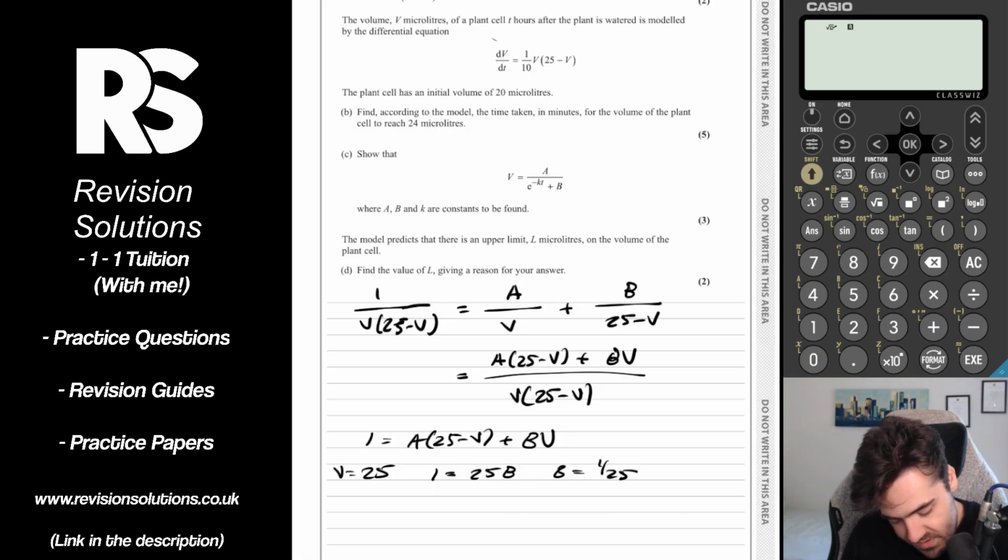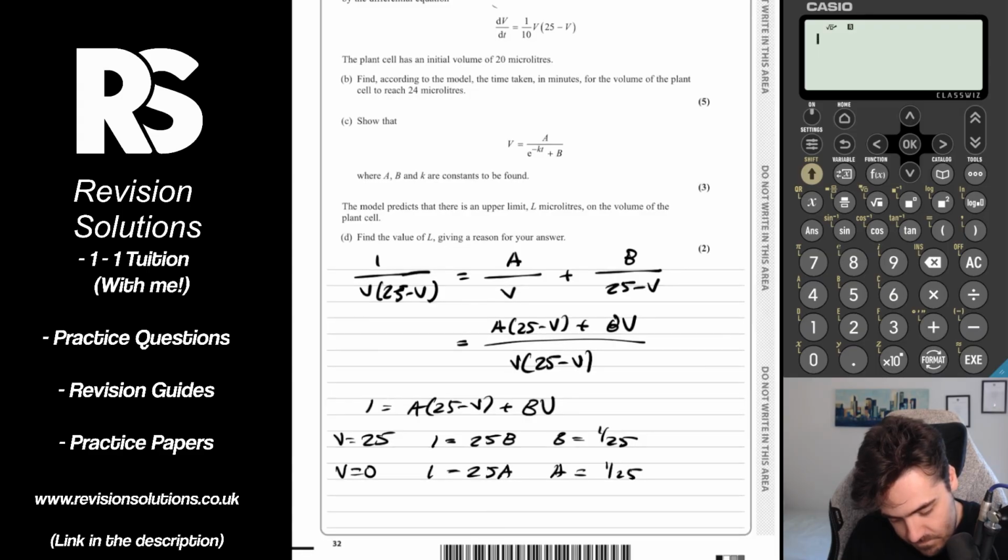Then we'll pick v = 0. So that would give me 1 equals just 25a, because the last term goes to 0, and 25 minus 0 is still 25. So that's a = 1 over 25. So our partial fractions are 1 over 25v plus 1 over 25 times (25 minus v).